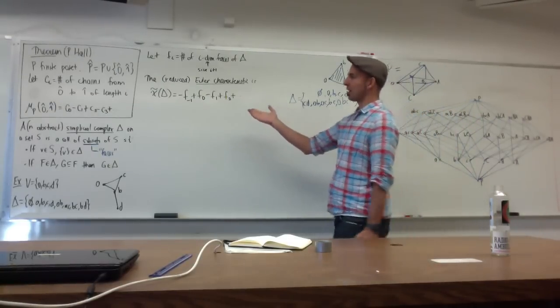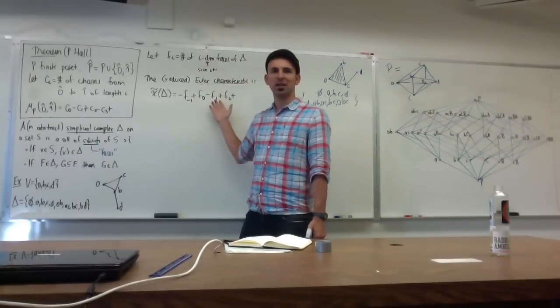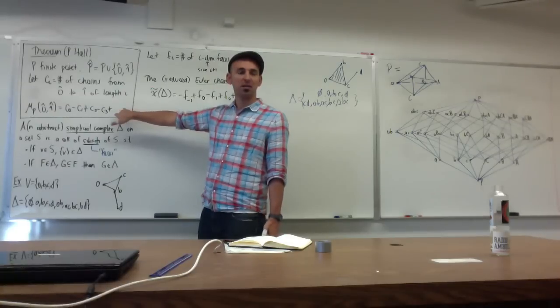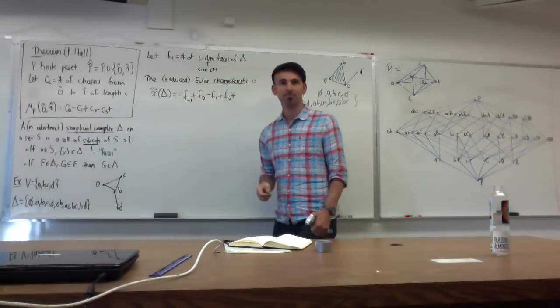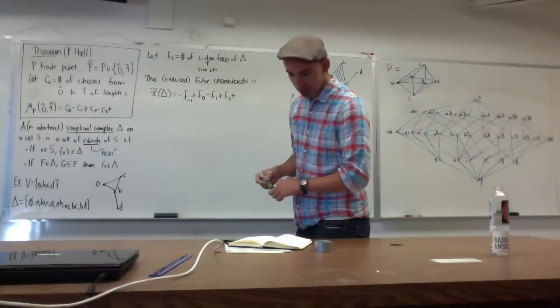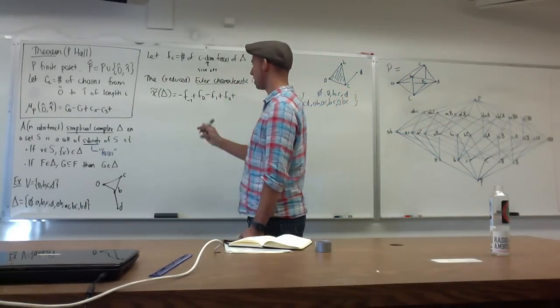Okay, so I put these next to each other so that they look similar to you, and so that I get you to think that this might be an Euler characteristic of something. Okay? And it is. This is the Euler characteristic of delta.